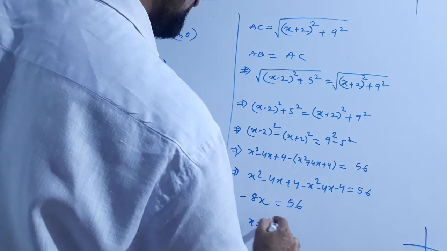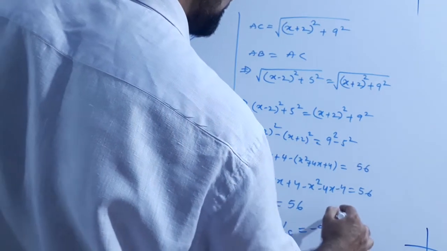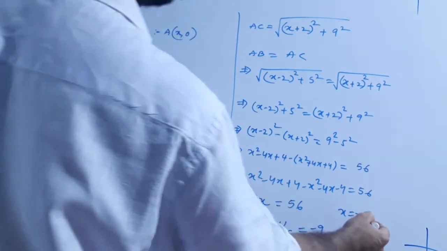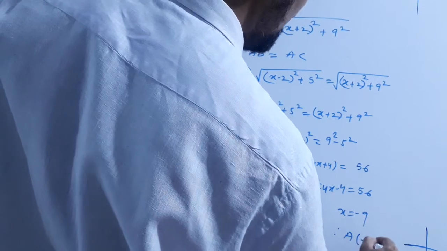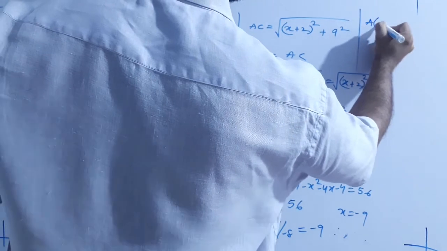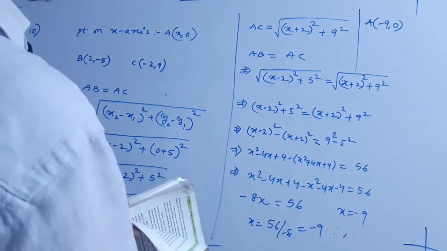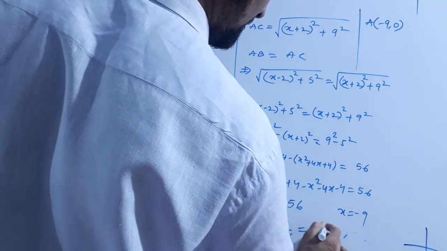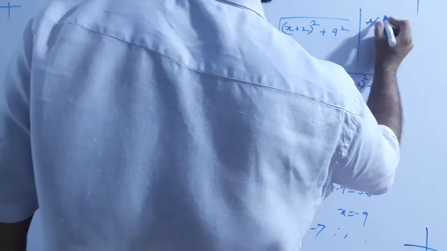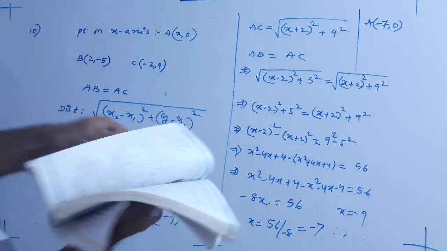x equals 56 by minus 8, that is minus 7. So therefore x equals minus 7. If x equals minus 7, what is A? The point A is minus 7 comma 0. Sorry, not 9, it is 7. Okay, minus 7, so this is the answer. A is minus 7 comma 0.